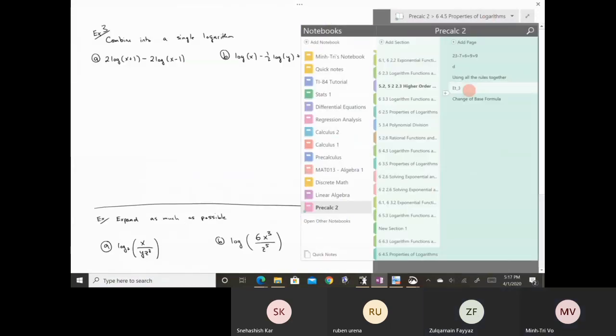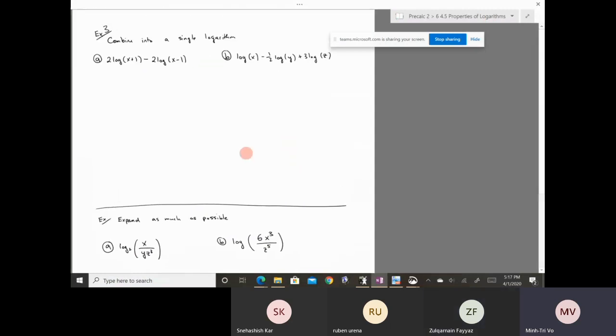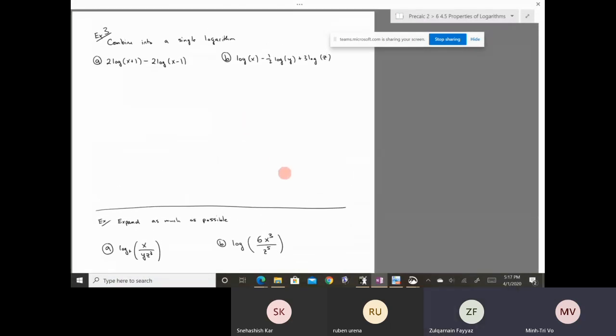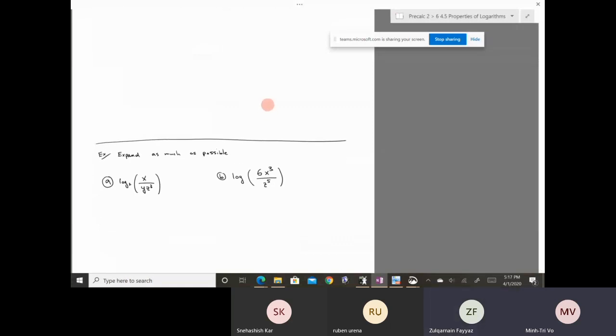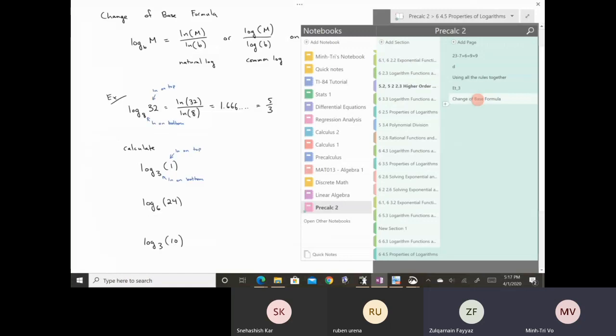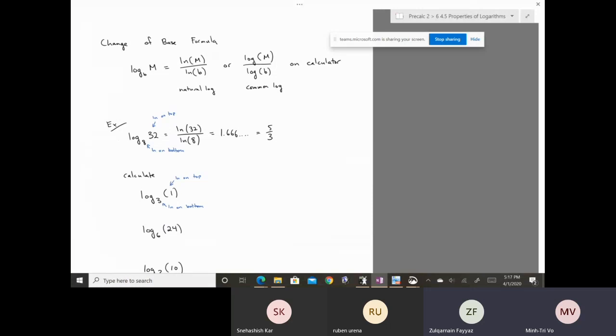So the next page is just some more examples of applying those rules. So I guess I can skip that for now. I mean, it's in the other video, to look over that. Okay. I guess the last new thing is on the last page, which is the change of base formula.